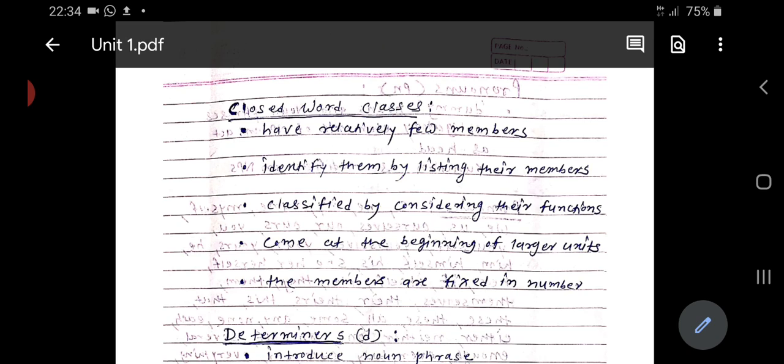The members of the closed classes are fixed in number. The list of each closed class is finite. You cannot add new members in it. These closed word classes are divided into 7 classes. First is determiner.